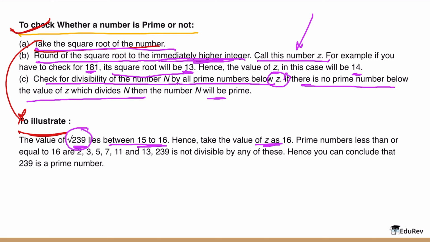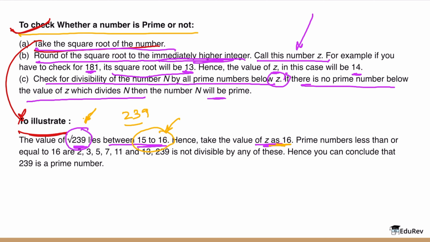So basically, suppose you have taken a number and that number in this example is 239. Now you have to check whether 239 is a prime number or a composite number. First of all, you need to take the square root of 239. The square root of 239 is somewhere between 15 and 16. That means you have to take the immediate higher integer, which between 15 and 16 is obviously 16. So your z has to be 16.